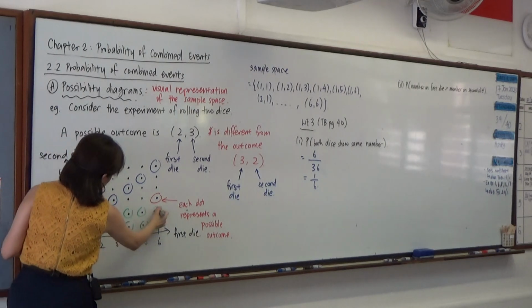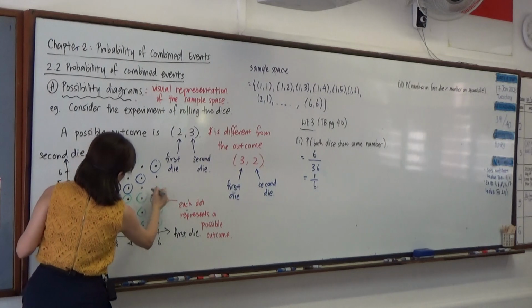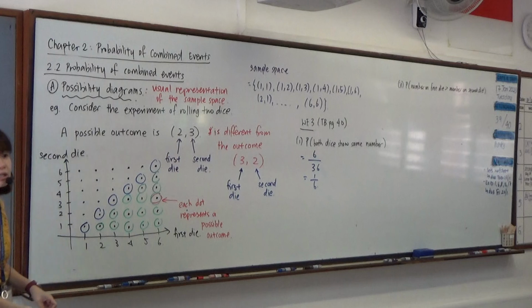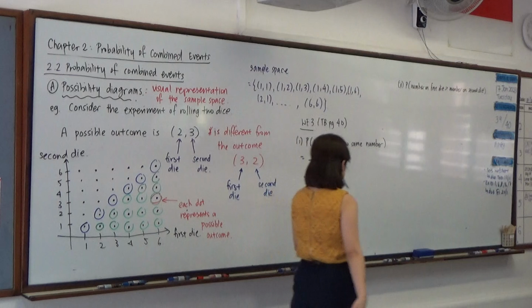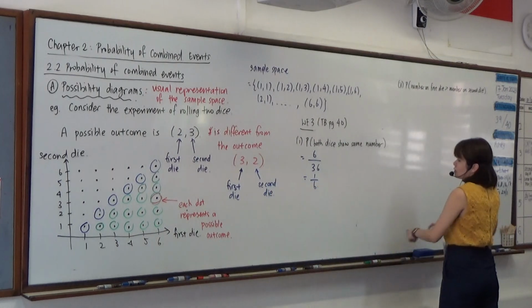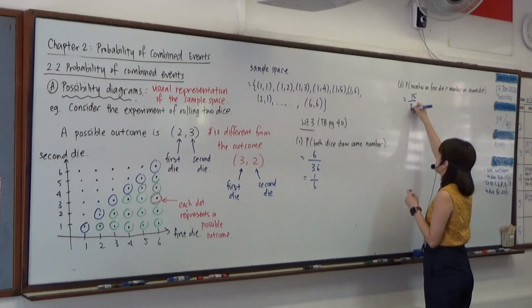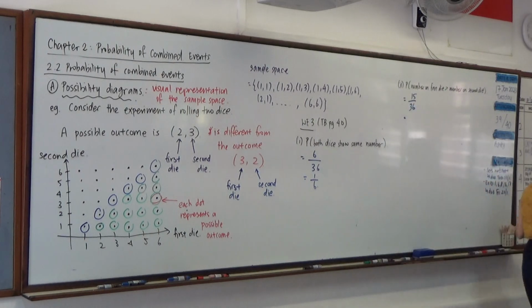Once you get the hang of it, you will realize that they are actually all the numbers on this part of the triangle. Then you can count that there will be a total of 12, 13, 14, 15 outcomes. So the answer will be 15 over 36, and not forgetting to simplify, you get 5 over 12.